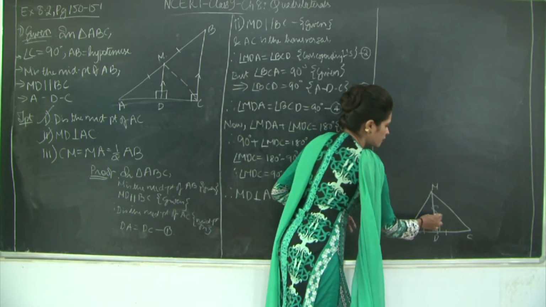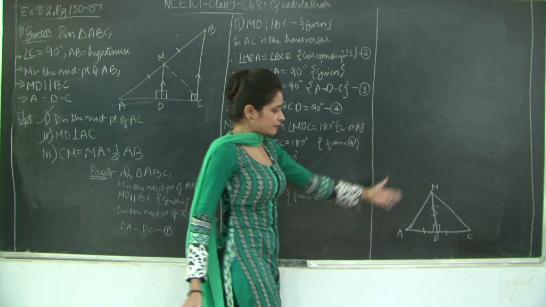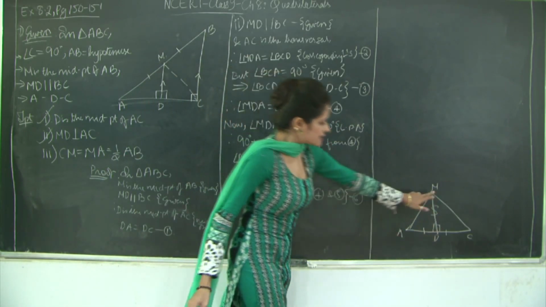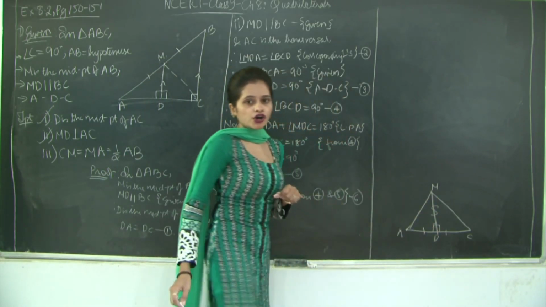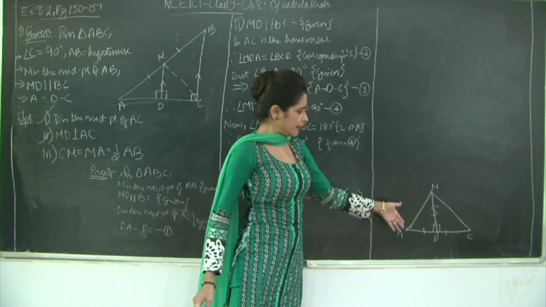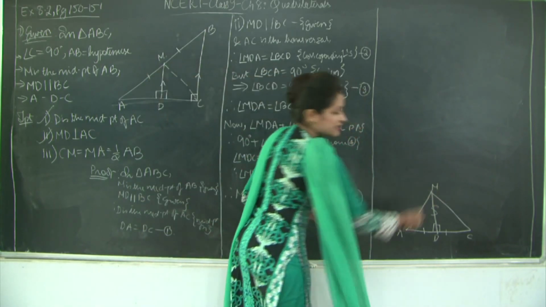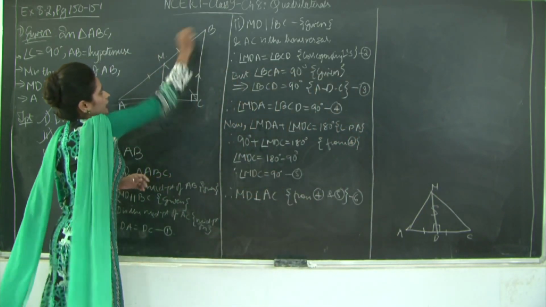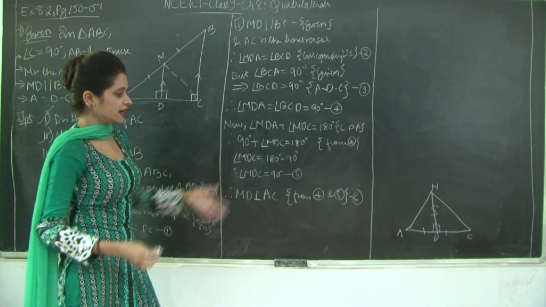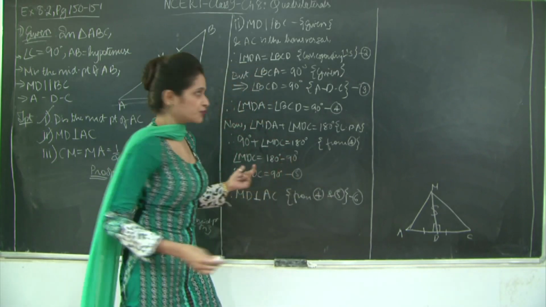Also, this is the common side. Therefore, the two triangles are congruent to each other. That is, triangle MDA and MDC are congruent to each other by the side angle side test of congruence. Therefore, obviously, I can say that CM is equal to AM. Correct? Which now we know that M is the midpoint of AB. Therefore, AM is half of AB. Obviously, CM is going to be equal to half of AB. Let's go ahead and write this proof.